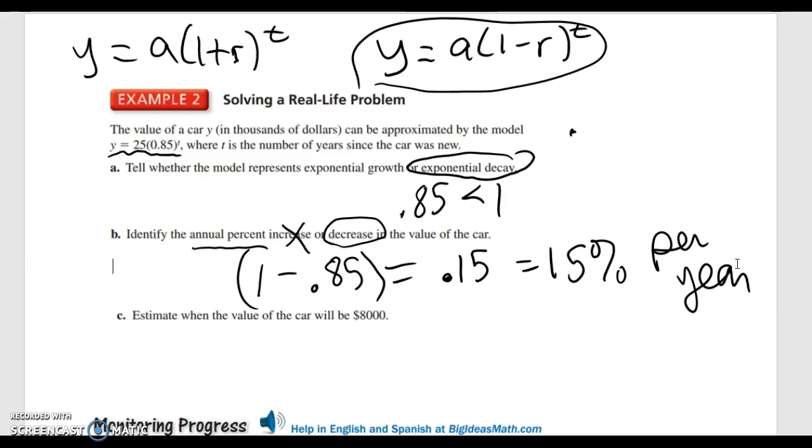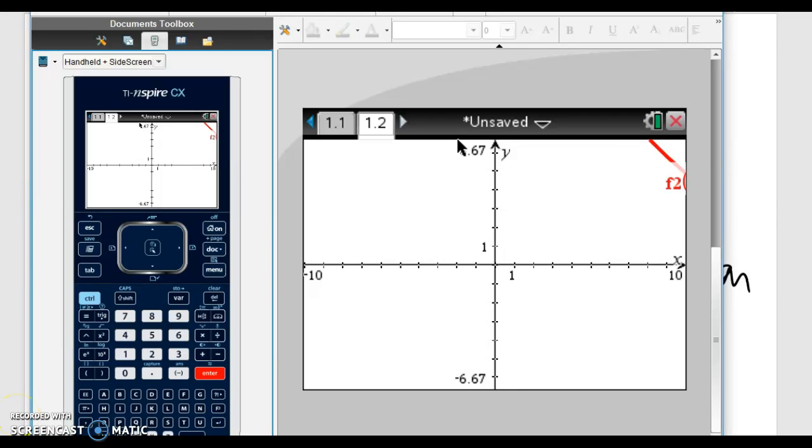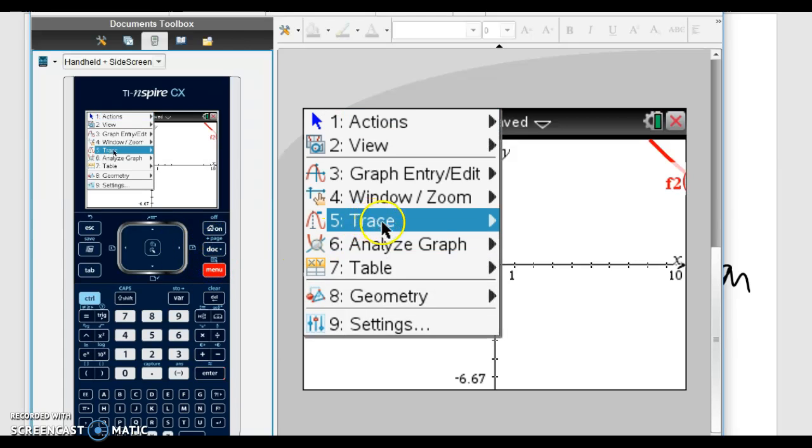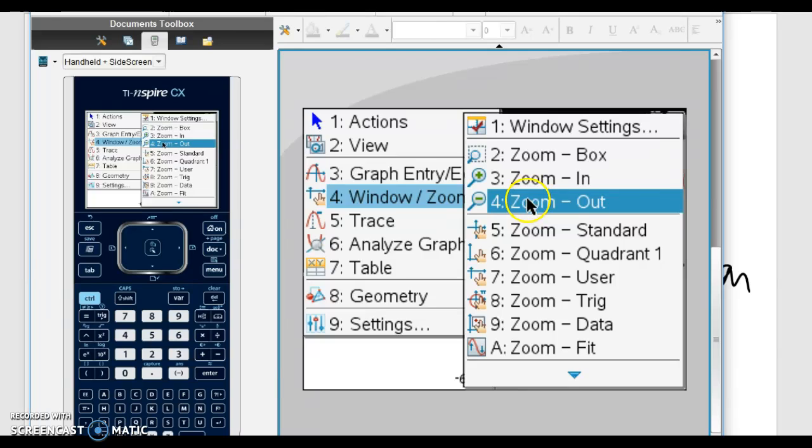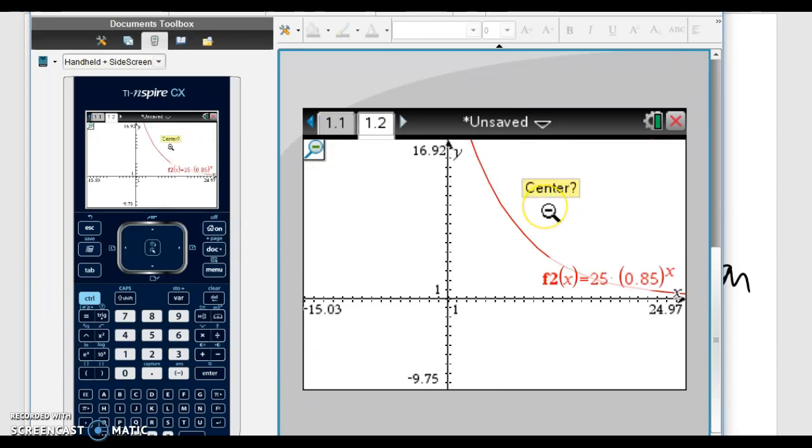To estimate when the value of the car will be 8,000, you're going to need to graph this. So let's graph the equation into our graphing calculator, and then we're going to trace our graph until we see when y is 8, because the graph will be in thousands of dollars. So look for when y is 8 and then tell me whatever x value you see on your calculator screen. Let's try that now. After graphing the equation, you can see I can only barely see part of my graph. So I'm going to change my window and zoom out a little bit. Alright, that's much better looking.